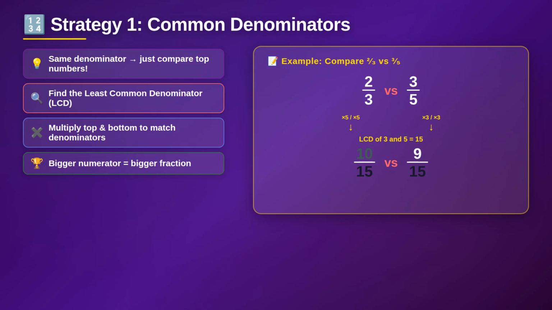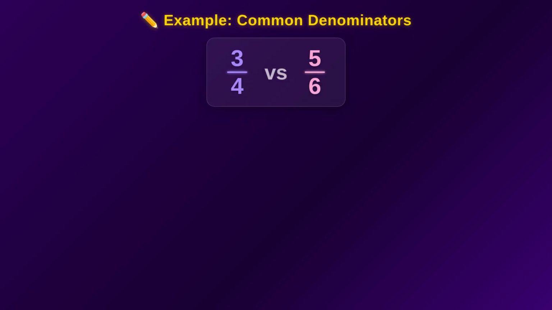Look at this example. 2/3 versus 3/5. The LCD of 3 and 5 is 15. 2/3 becomes 10/15, and 3/5 becomes 9/15. 10 is bigger than 9, so 2/3 wins.